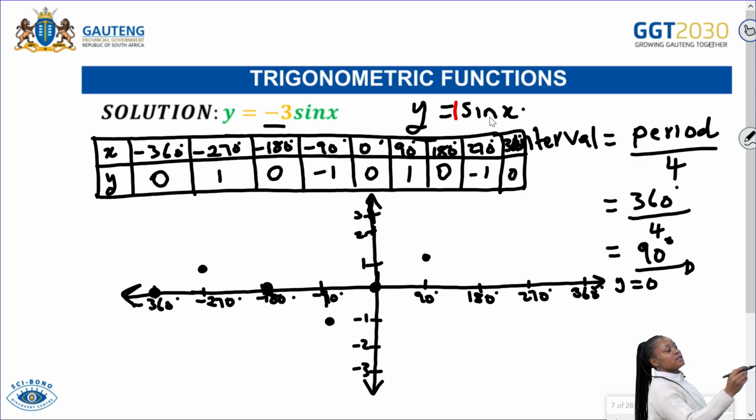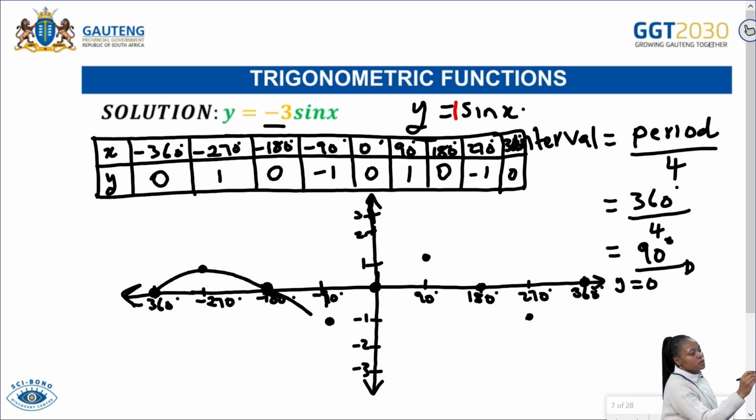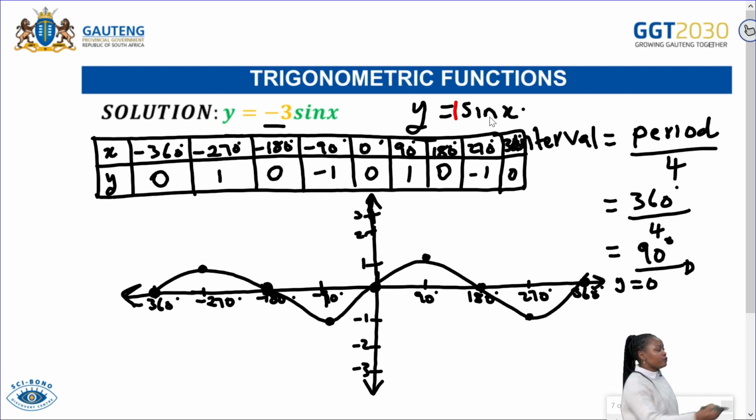And at 180, I'll have 0. And then at 270 degrees, I'll have negative 1, which is going to be somewhere down here. And then 360 degrees is going to be on top of that line of the x-axis. Now we can just connect our dots, or our points. So my graph looks like that. So my graph will start at negative 360 and it's going to end.